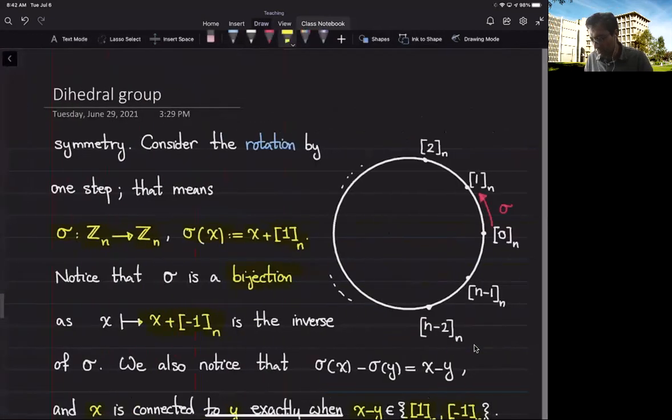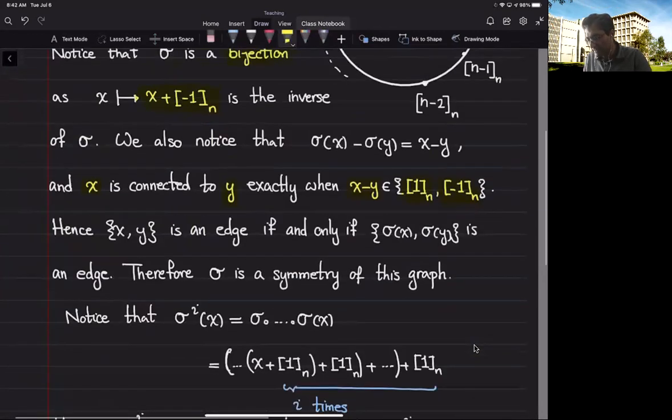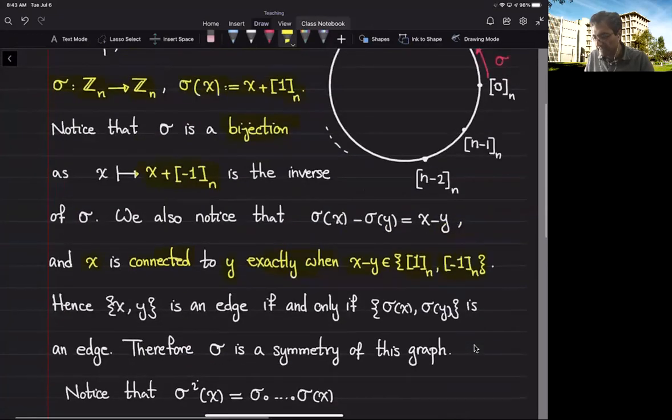That's exactly what I wrote over here, that x is connected to y exactly when their difference is in the set of residue class of 1 and residue class of -1. Now, when we apply sigma, let's see what happens to the difference.